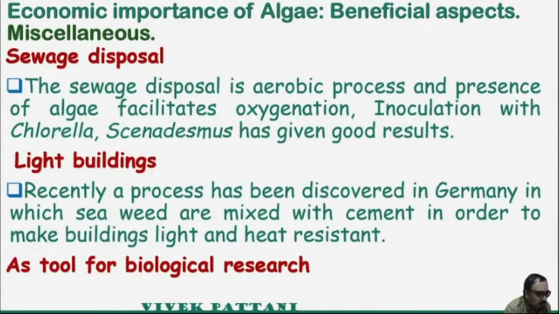Next is the use in sewage disposal. As sewage disposal is an aerobic process, the presence of algae facilitates oxygenation. By adding algae in the sewage treatment plants, you can speed up the sewage disposal process, where algae are used as carbon and nitrogen sources for bacteria. They are also used for lighting of buildings. One such experiment has used algae for lighting. You can search on Google or YouTube, light buildings from algae in Germany, and watch a video.